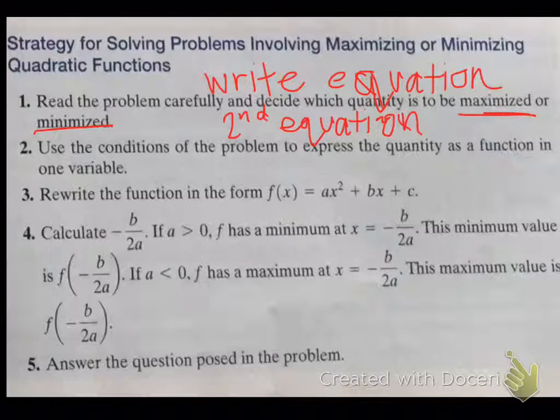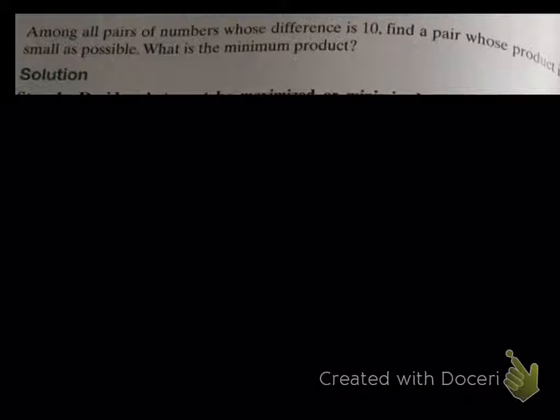So instead of following all this, I'm just going to dive right into a problem, and then we'll go back and talk about the process. It says, among all pairs of numbers whose difference is 10, find a pair whose product is as small as possible. What is the minimum product? So what we're trying to minimize is a product. Based on the first statement, among all pairs of numbers whose difference is 10, the first equation we can write is x plus y equals 10.